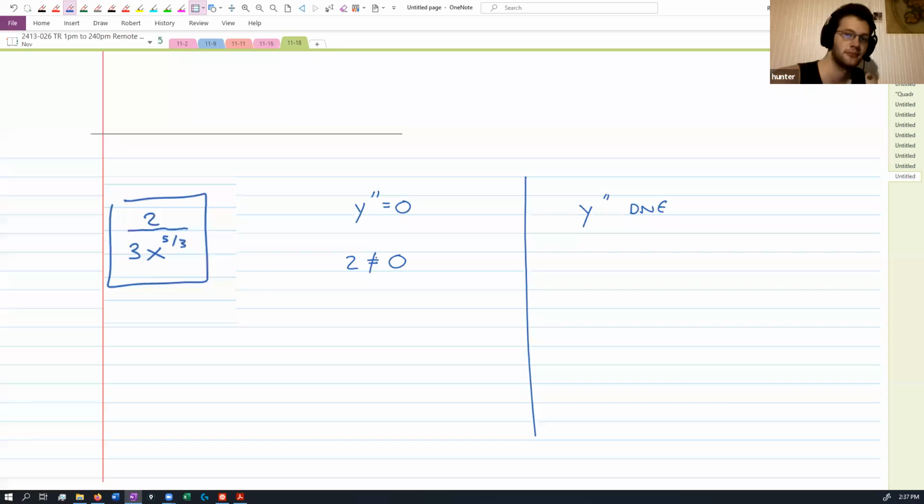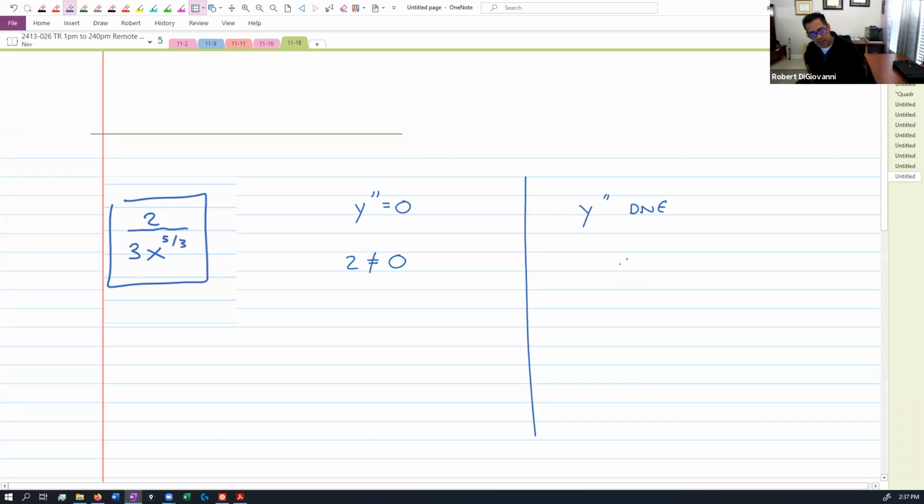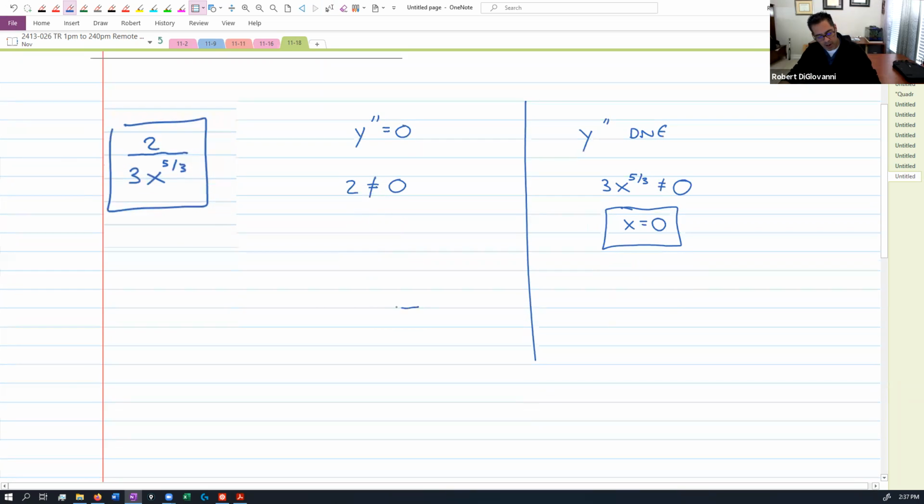And then where it doesn't exist, well, there is a problem. You could get division by 0, right? If that 3x to the 5/3 equals 0, you have a problem. You don't want that. So x equals 0 is a critical number. So you draw a number line. Here's 0, and you pick your test points and go get your concavity.